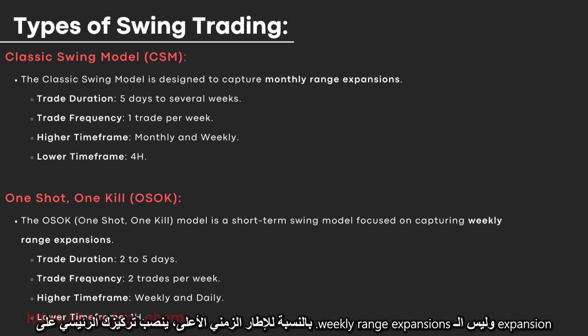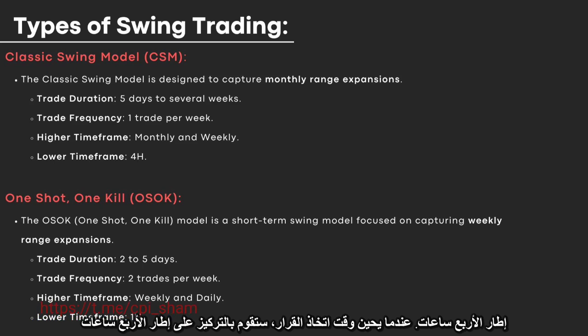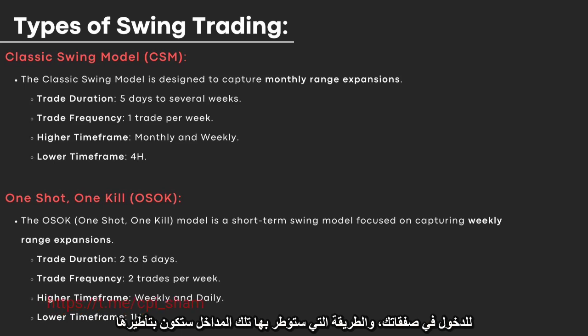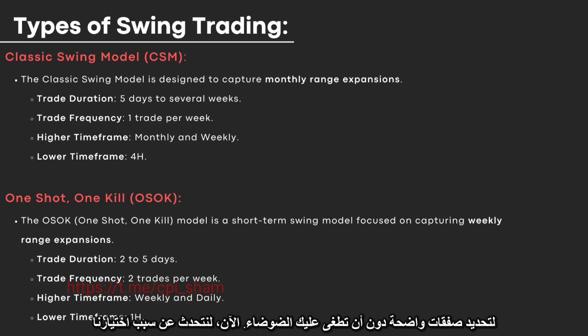And for higher time frame, your main focus is on the monthly and the weekly charts. And lower time frame for the classic swing model is basically the 4 hour time frame. When it's time to pull the trigger, you're going to zoom into the 4 hour time frame for your entries. And the way you're going to frame those entries is by framing them around either weekly or monthly candle ranges or CRT, right? And that would give you enough detail to spot clean setups without getting overwhelmed by noise.